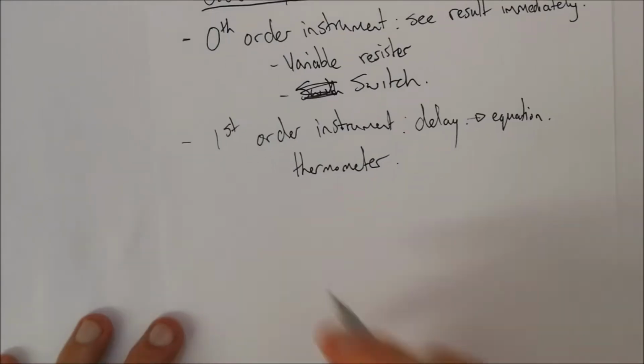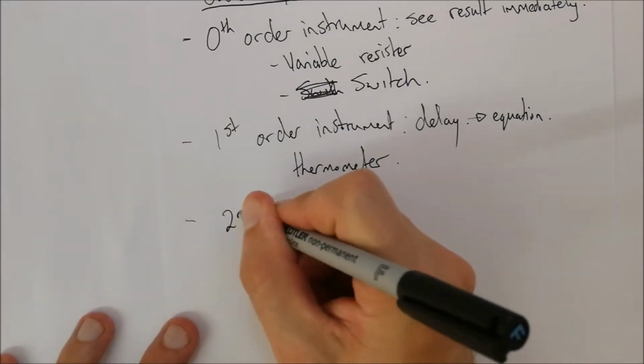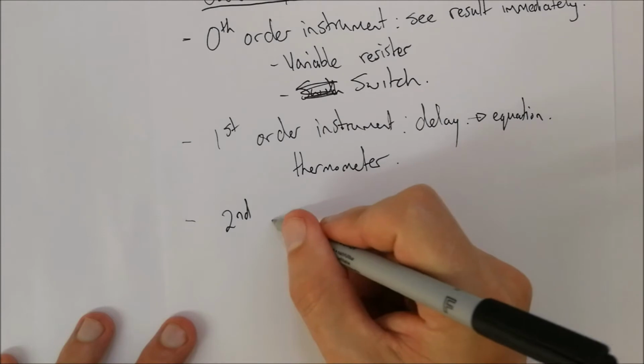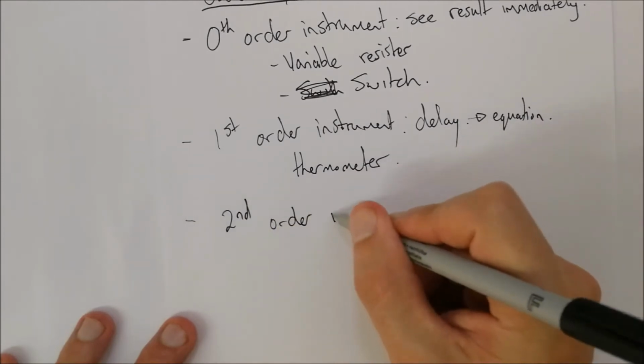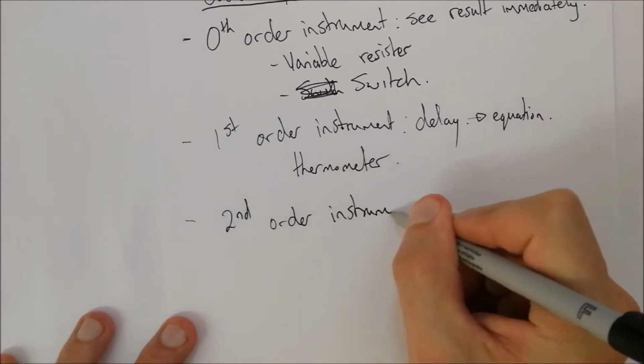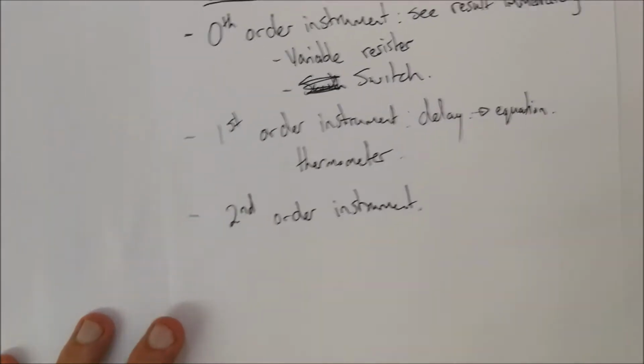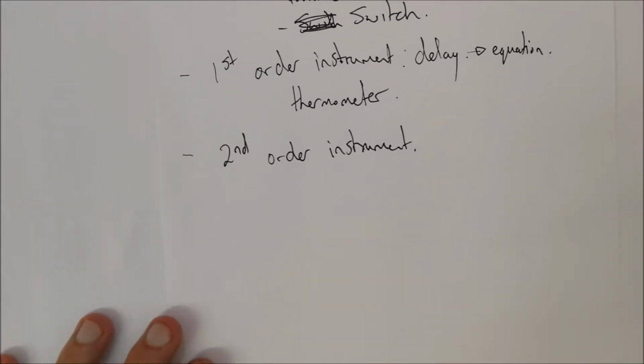And then there's what's known as a second order system or instrument. A second order instrument is commonly used in a vehicle which has a cruise control system in it, and this is something we'll be looking at, where I'm driving a vehicle and you'll be able to see that change happening.